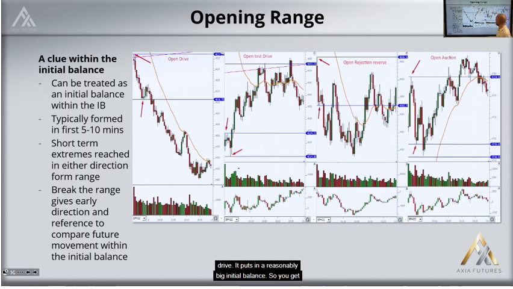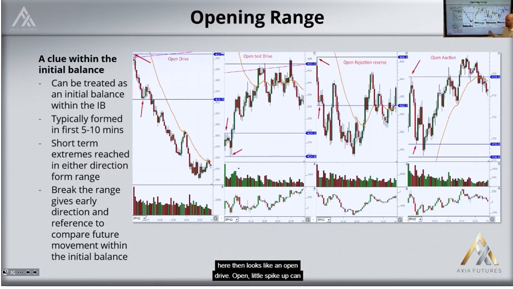It puts in a reasonably big initial balance, so you get a 40 handle initial balance. This is when volatility is reasonably high. So 14's up towards 53. This one, you get 37 all the way down towards 80, so you're getting just shy of a 60 handle initial balance there, 57 or 56 handles. But there's your open test drive.